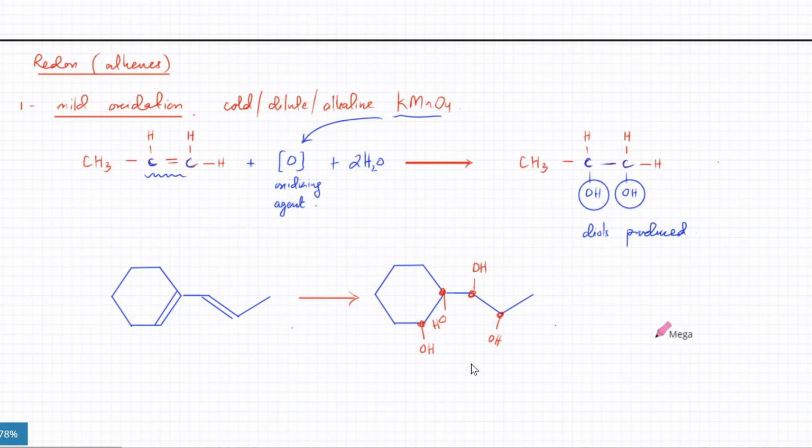So next one. Okay, the next one is difficult and it's tricky, which is strong oxidation. You have to really think a lot for the next one. So the next one is strong oxidation of alkenes.